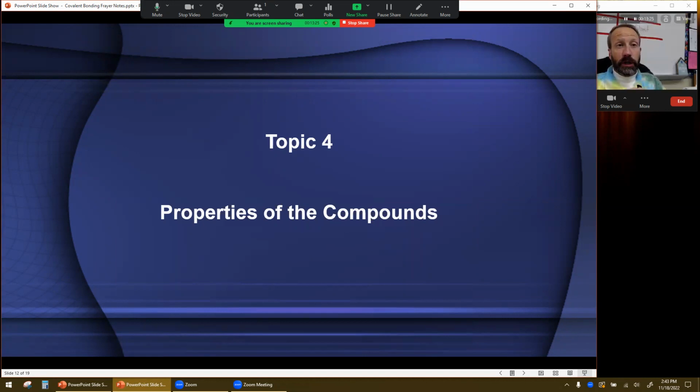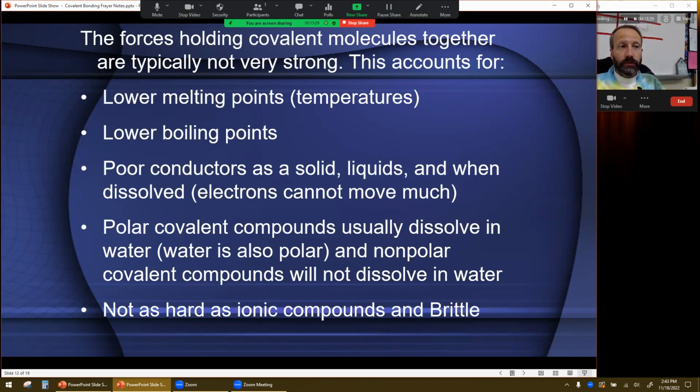All right, fourth topic. So again, fourth quadrant, properties of the compound. Okay, and again, like last time, you're going to want all of these 5 bullet points put down. Okay, and I'm trying to clarify some things with parentheses, but you pretty much want to put them down. Okay, lower melting points, lower than ionic, lower boiling points.